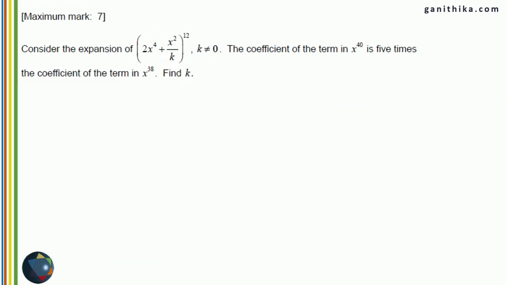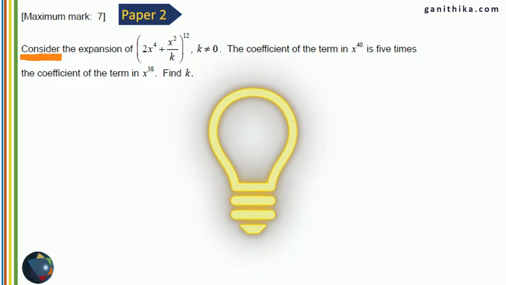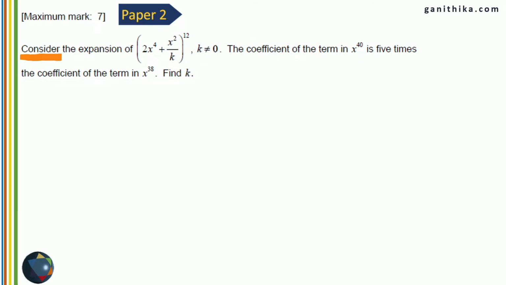Next question is for 7 marks and this is a paper 2 question for standard level. So you can take the calculator and keep it ready with you, and we are going to use the calculator for this question. The question is, consider the expansion of, this is more complicated, (2x^4 + x^2/k)^12. Remember 2 is not to the power of 4, it is 2x to the power of 4, x is only to the power of 4. So 12 is a huge number, therefore we are using the calculator for this.